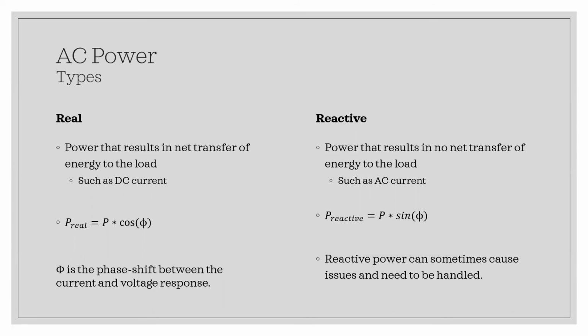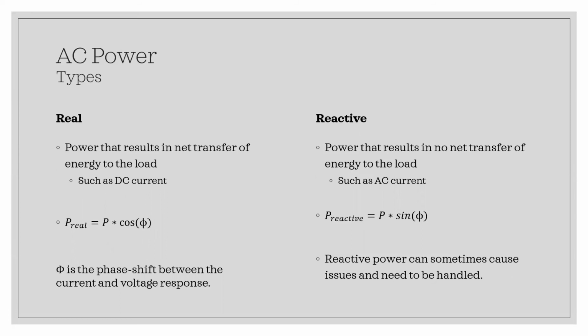Real power is power that results in a net transfer of energy to our circuit, and reactive power does not result in a net transfer of power into the circuit. So the analytical difference, just equation-wise, comes from the phase shift between the applied current and the voltage response of a component, which we will go into in great depth in the capacitor and inductor video.